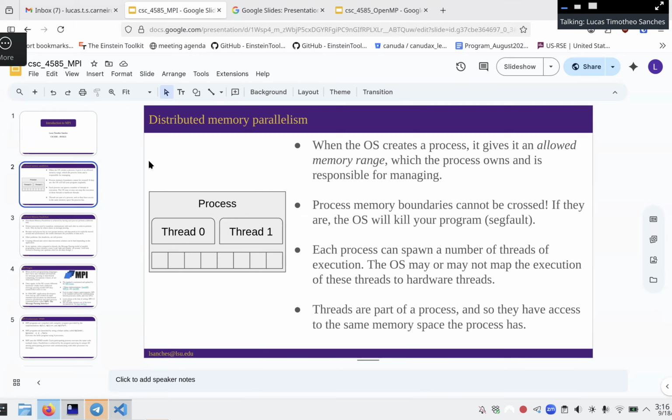So this is a repeat of the slide that we had for OpenMP, right? Usually you have a process. The process has a number of threads that it can spawn privately, and it has some private memory that it can access. If you go over these ranges, you get a segmentation fault. The operating system doesn't like that. It'll kill your program, right? And shared memory parallelism is about coordinating these two threads to access this memory in a well-behaved and controlled fashion.